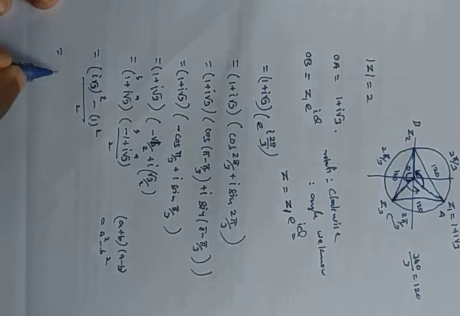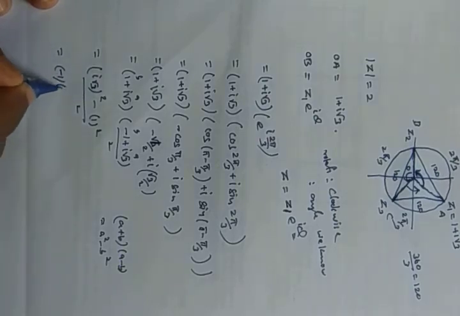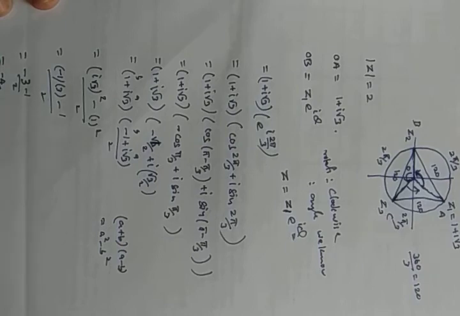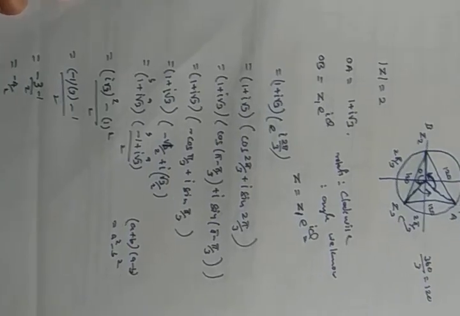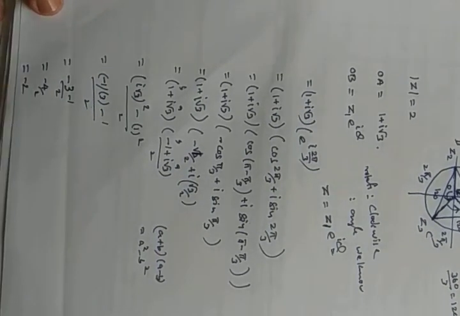So i square is minus 1. Root 3 square will vanish by 3. This is minus 1 divided by 2 now. That is minus 3 minus 1 divided by 2. That is minus 4 by 2. That is, we are getting minus 2. The answer we are getting is minus 2.